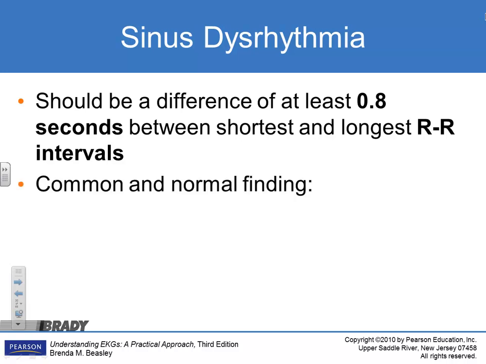Does that make sense? No? If you're measuring it off, you're looking for difference. If you measure it and it's a difference of, this far, then it doesn't meet the parameter. So for you to call it a sinus dysrhythmia, it's got to be at least 0.8 seconds difference there. Four more? Yes. That would be a minimum 0.8.